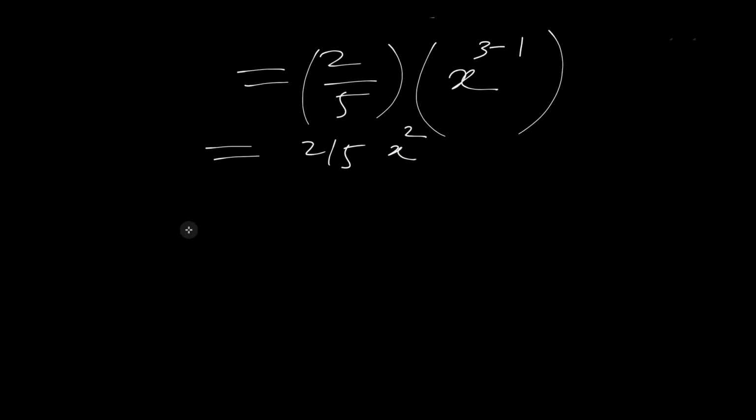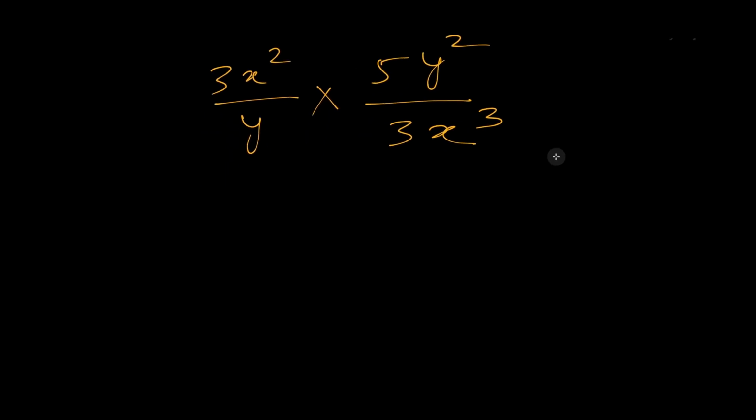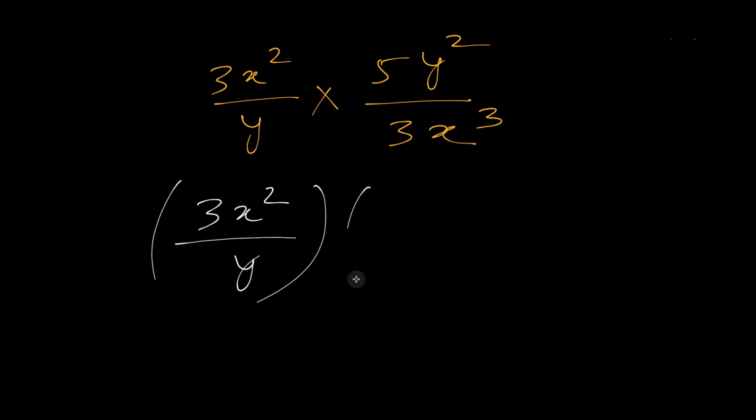Now we'll take one more example having a combination of variables. Let's consider 3x square divided by y, into 5y square divided by 3x cube. So how can we solve this question? Even though it looks complex, it is very easy. First we have to see that all these are products, the product of two numbers. I'm going to write in a different format: 3x square divided by y, and this is a product, and this is going to be 5y square divided by 3x cube.